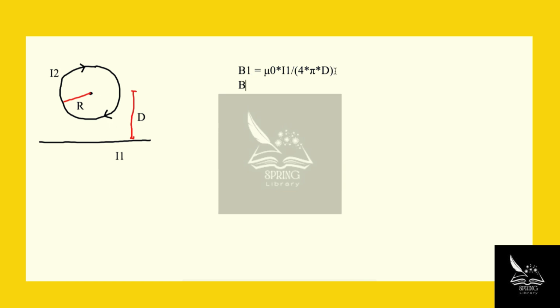So now for B2, we have a loop of current, and we're looking at the magnetic field right in the center. So the expression for the magnetic field from a loop of current is going to be mu naught times I2 in the numerator, and then in the denominator is 2 times the radius. And the radius here is R. So this is going to be the magnetic field coming from this loop.